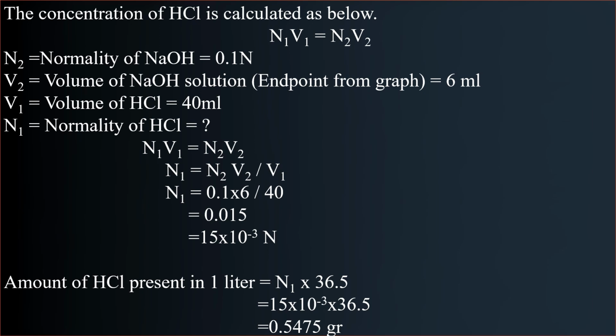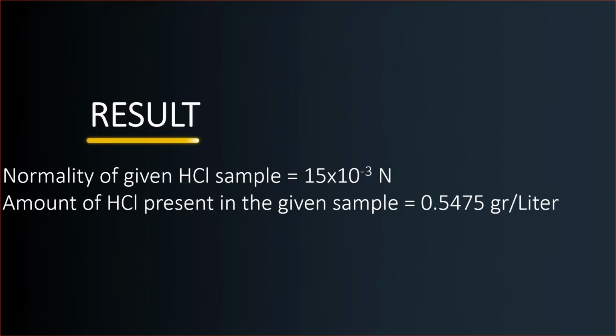and V1 is the volume of HCl, which is 40 ml. The normality of HCl is obtained by substituting the values of N2, V2 and V1, and we obtain the value of N1 equal to 15 × 10^-3 N. The amount of HCl present in 1 liter is N1 multiplied by 36.5, which gives 0.5475 gram. Result: normality of the given HCl sample is 15 × 10^-3 N, and the amount of HCl present in the given sample is 0.5475 gram per liter.